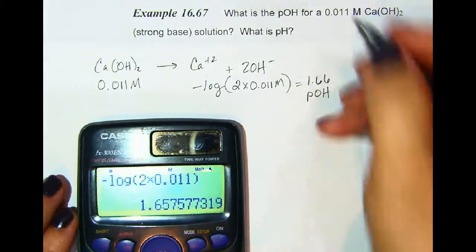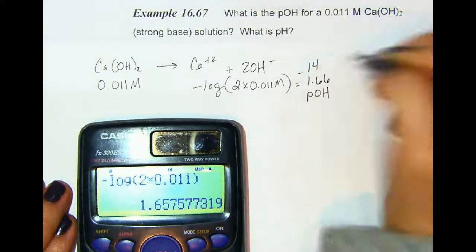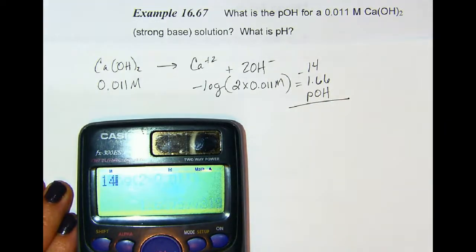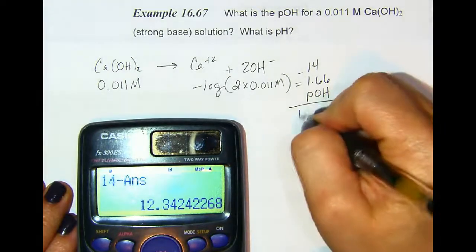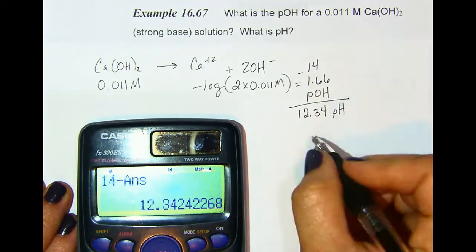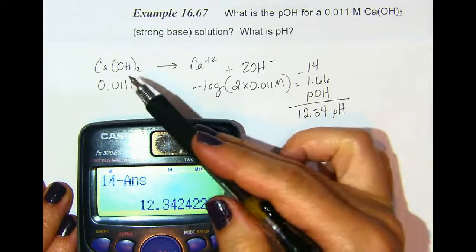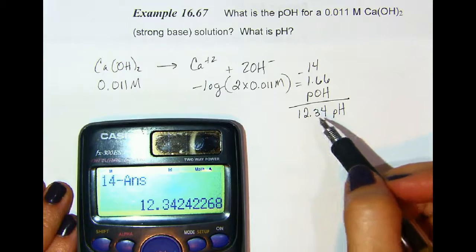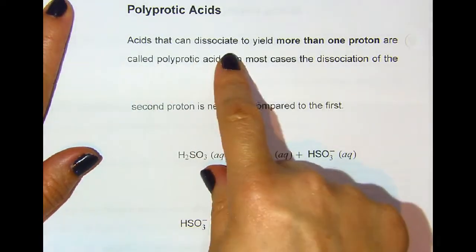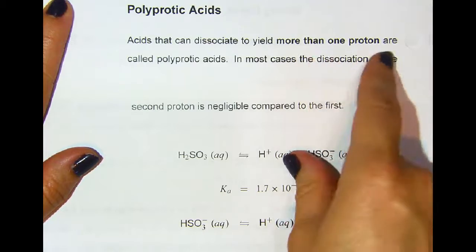To find the pH, we would do 14 minus 1.66, and that would give us 12.34 as a pH. And that should make sense because this is a strong base, so we should have a strongly basic pH. Polyprotic acids are acids that dissociate and can yield more than 1 proton.